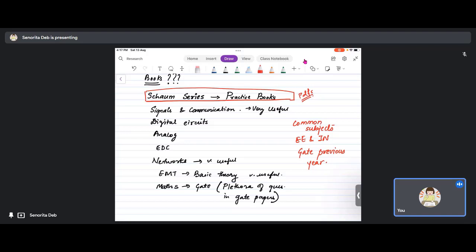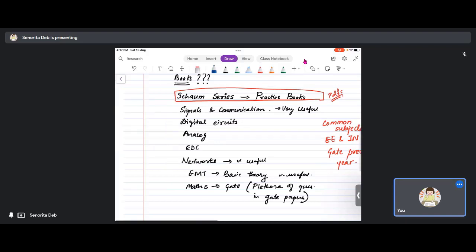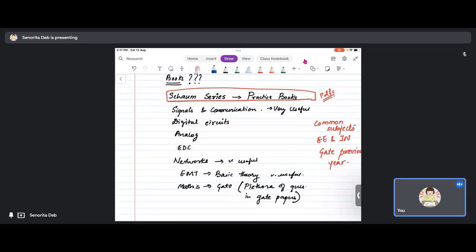Now if you want to read the theory, there are some standard textbooks which you can always find. For analog and EDC, normally people refer to Sedra Smith. You can also refer to Streetman and Banerjee for EDC. These are very detailed books. You need not read in that much detail for the GATE exam, but if you want to go through some basic concepts, this is the main book. Sedra Smith is a very good book.